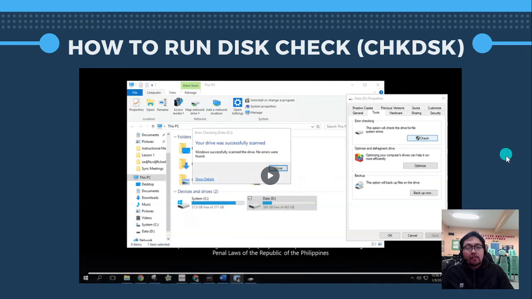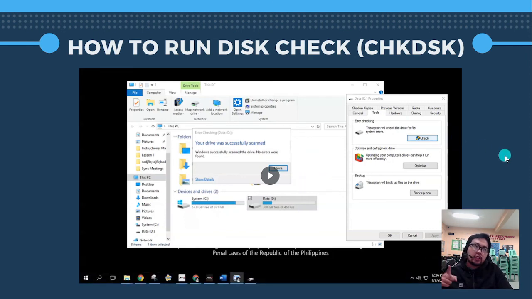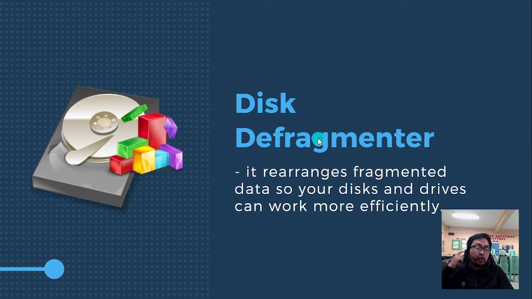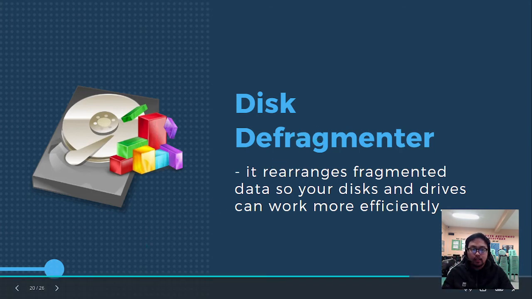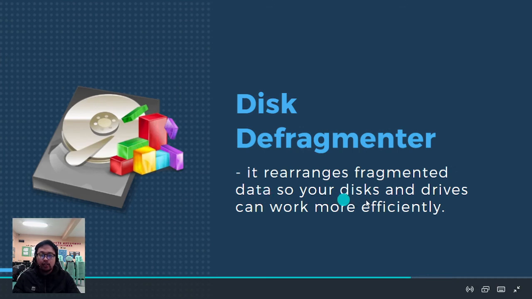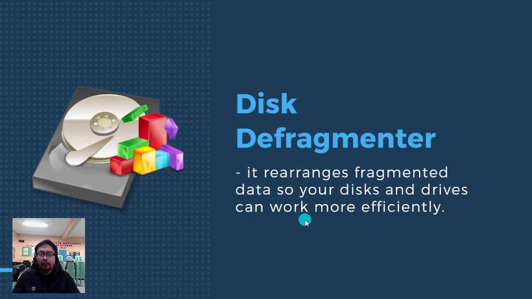Okay? So, next naman, so after disk partition, after disk cleanup, and then after disk check, so the last is the disk defragmenter. So, ano naman pag sinabing disk defragmenter? So, it rearranges data so your disk and drives can work more efficiently. So, kasi may mga files tayo na parang kalat-kalat. So, ganun yung nakikita ng computer sa kanya. So, kalat-kalat yung files.